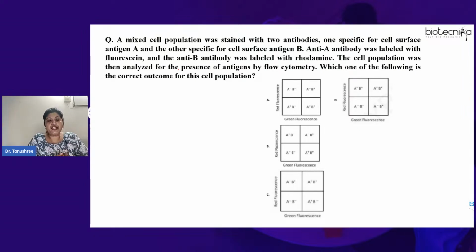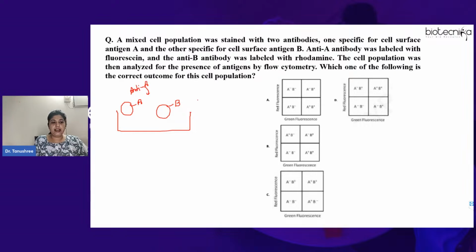A mixed cell population was stained with two antibodies, one specific for cell surface antigen A and the other specific for cell surface antigen B. So basically there is a cell having antigen A, another cell having antigen B, and you will be adding antibodies to this mixture of cell population, right? One will be anti-A antibody for A antigen, another will be anti-B antibody for B antigen.